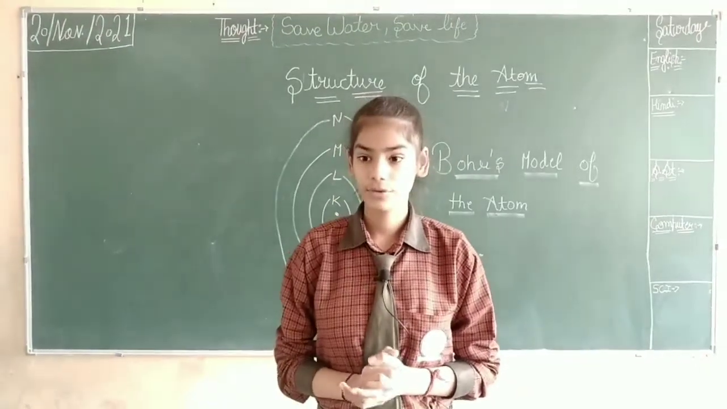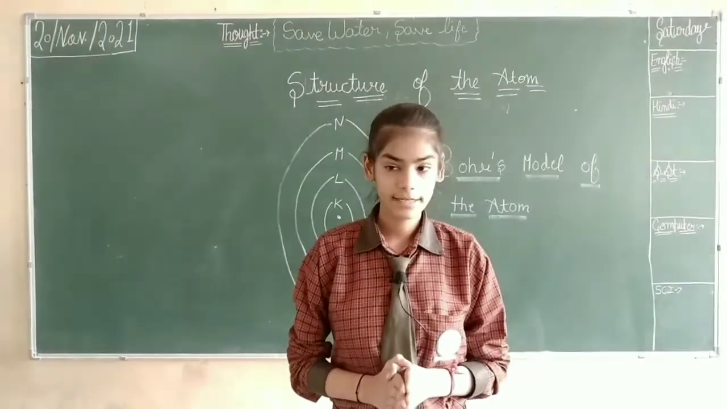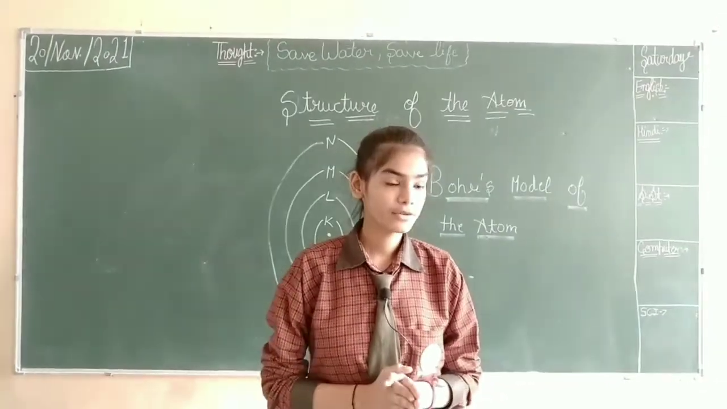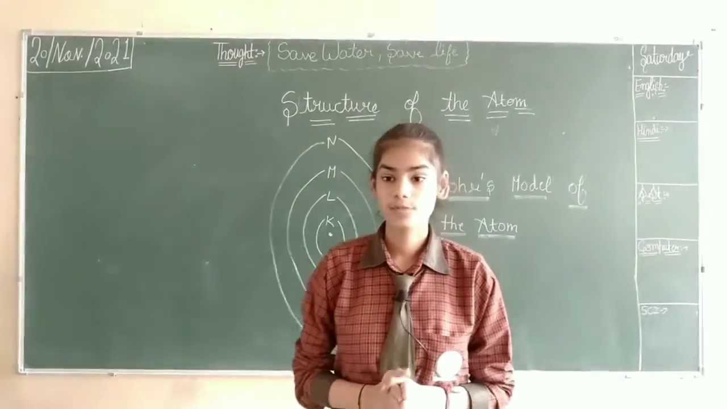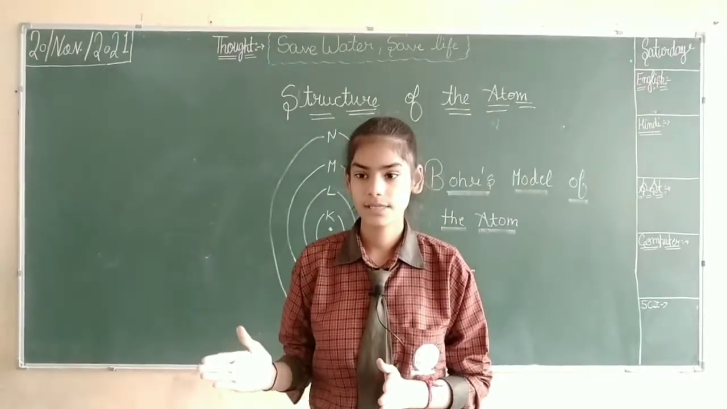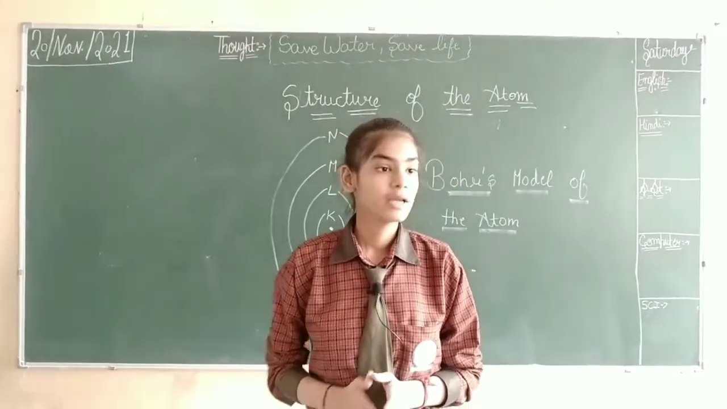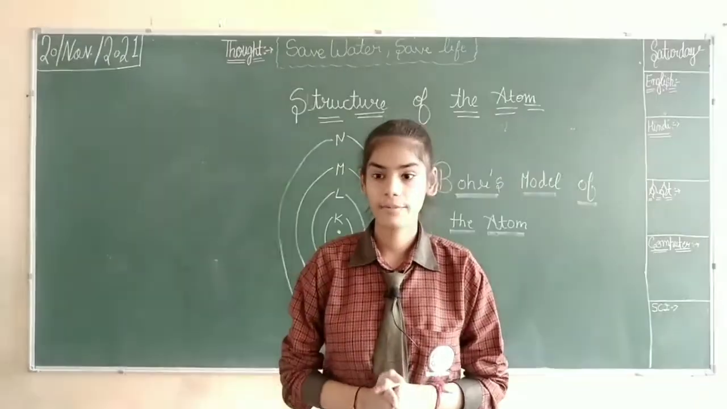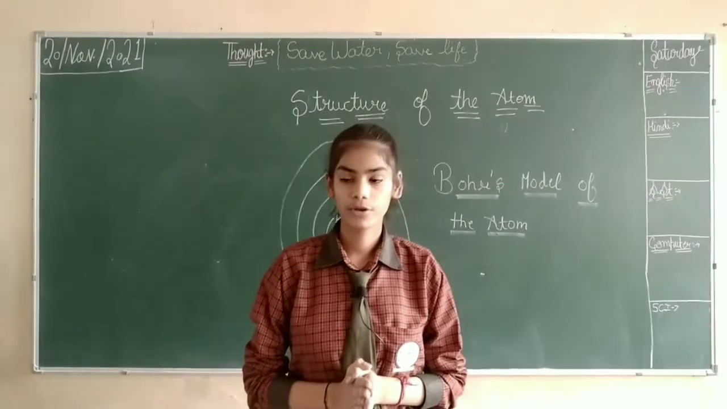Difference between electron and proton. Electron is a negatively charged particle, whereas proton is a positively charged particle. Electron mass is negligible, whereas proton mass is 2000 times as compared to electron. Electron was discovered by J.J. Thomson, whereas proton was discovered by E. Goldstein.